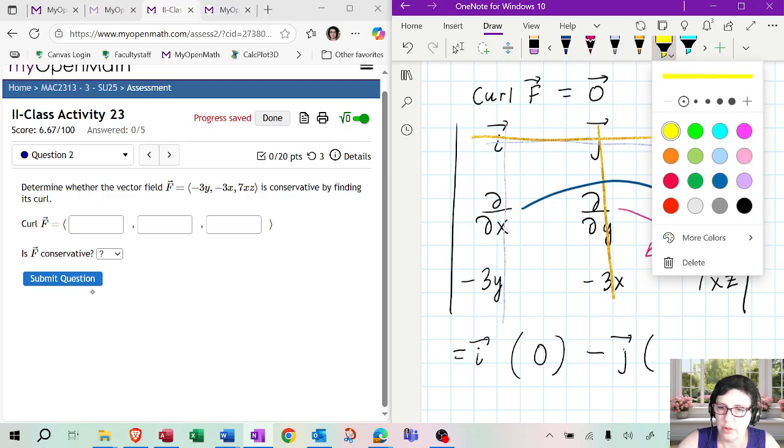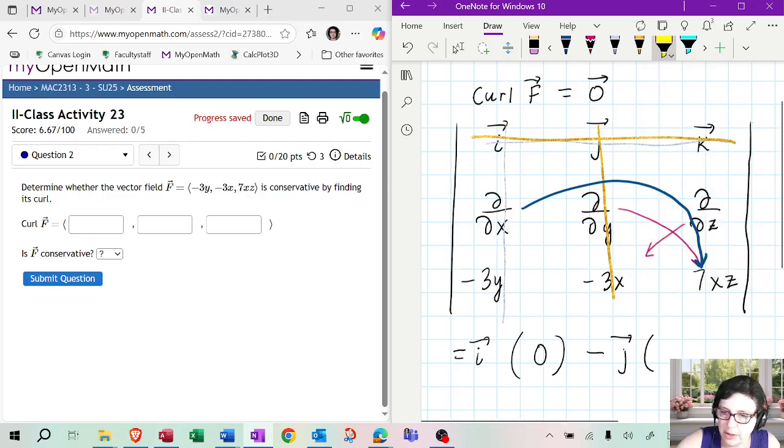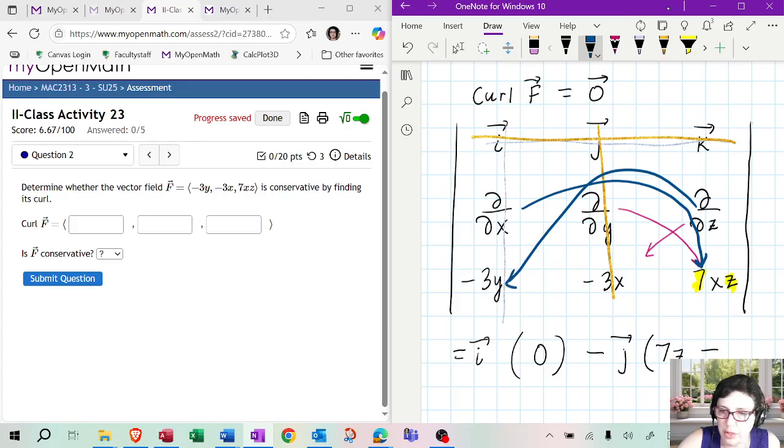So think about x. Let me change this to a yellow. Okay, so think of it as 7 is a number with respect to x, and also z is a number. So like 7zx is just like number times x, which would be the number when we take the derivative, right? So this is going to be 7z. Subtract. Now we want to do this one. Okay, so that one with respect to z is 0.